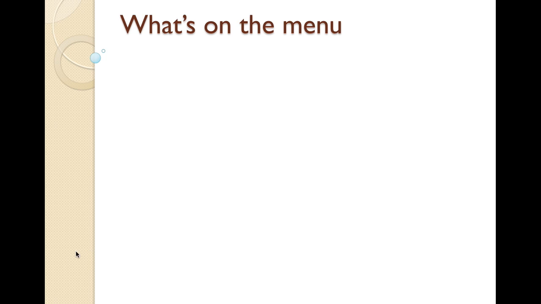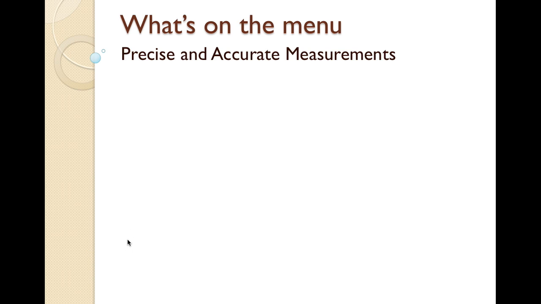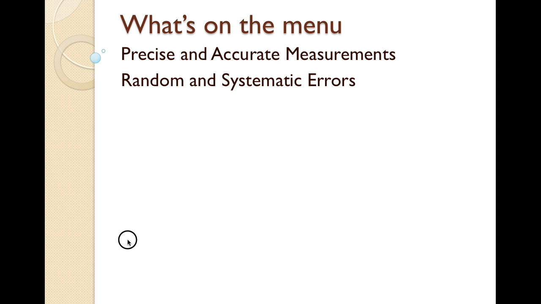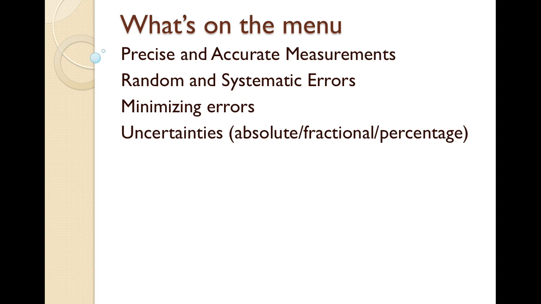Okay, so what we're going to be talking about today is precise and accurate measurements, random and systematic errors that happen in our measuring, and then minimizing those errors, and uncertainties in the form of absolute, fractional, and percentage. And this is for analog and digital instruments.